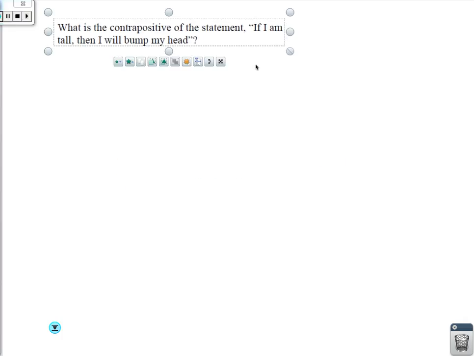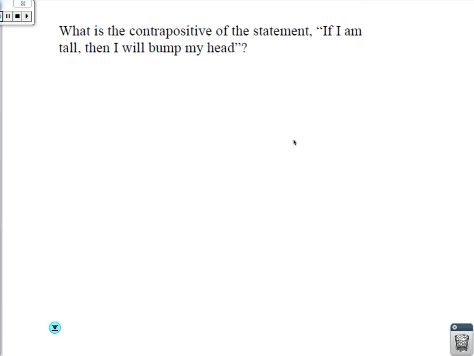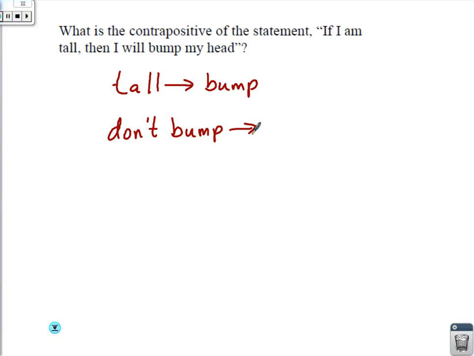What is the contrapositive of the statement? I'm going to write this as a conditional like this: if I'm tall, then I'll bump my head. The contrapositive of that combines the converse and the inverse. If I don't bump my head, then I am not tall. Flip them and not.